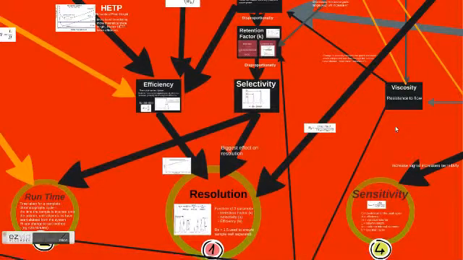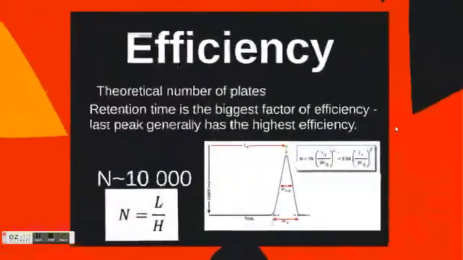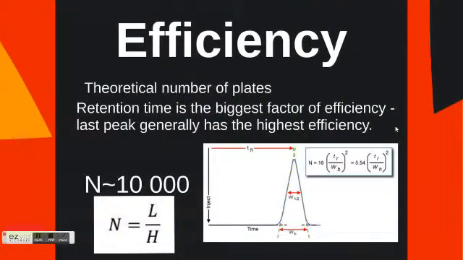We are now going to have a look at efficiency, which is another main link that affects resolution. Efficiency is a measure of peak width, which is represented by the theoretical plate number. The theoretical equation shows that the plate height is equal to the length of the column divided by the theoretical plate number, whilst the practical equation shows that n is a function of the retention and width. Retention time is the biggest factor of efficiency, so the last peak eluted generally has the highest efficiency.